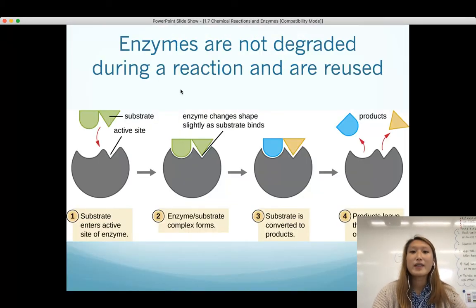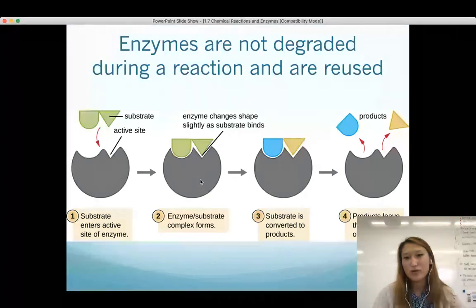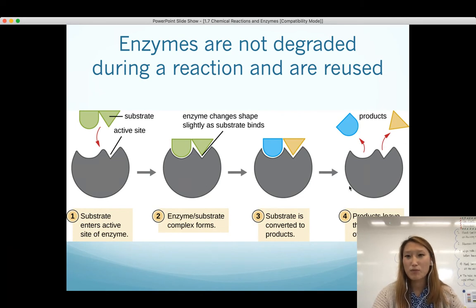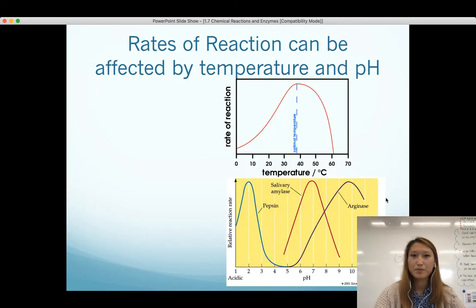All right, this next one again, enzymes are not degraded during a reaction and are reused, right? So you see active site, substrate, binding to enzyme, substrate complex is formed. Now we form the product. Now the enzymes can be used again.